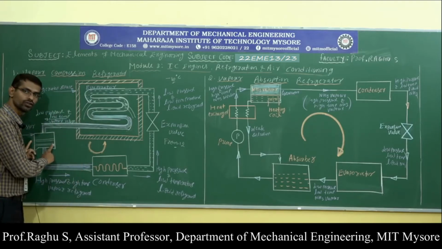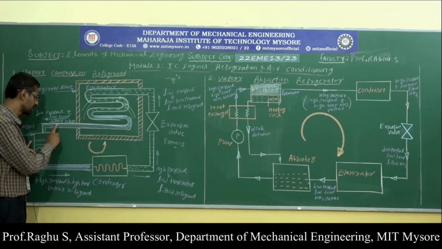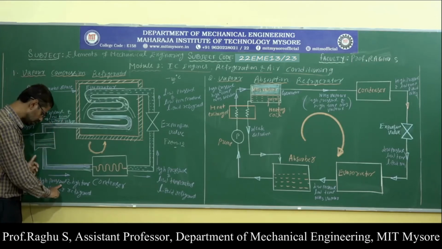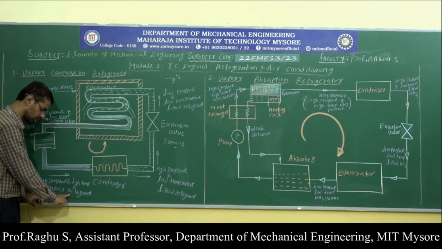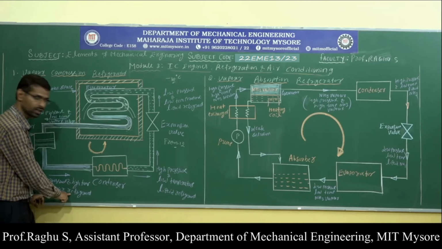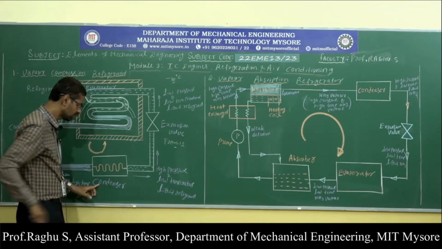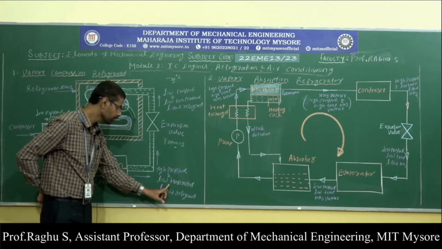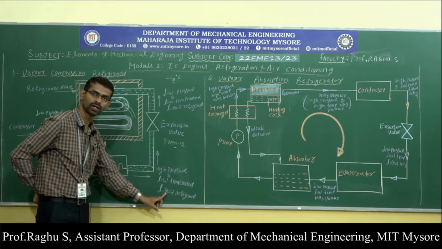This compressor is driven by an electrical motor. The compressor takes the low pressure and low temperature vapor refrigerant, and gives high pressure and high temperature vapor refrigerant. Because of compression, both pressure and temperature increase to a higher value. Now the condenser converts the high pressure and high temperature vapor refrigerant into high pressure and low temperature liquid refrigerant.